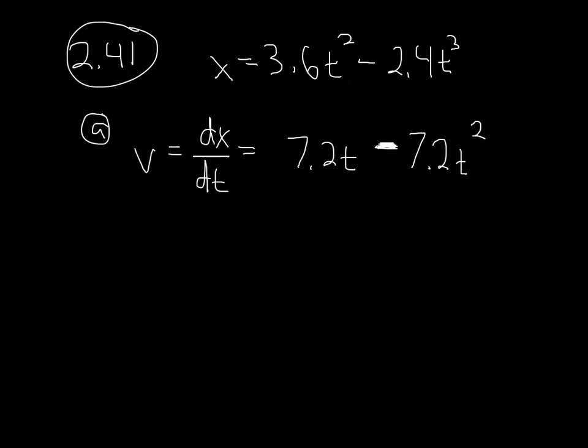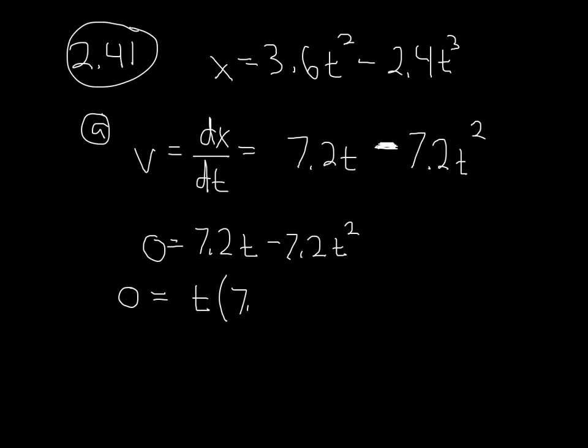How do I find when the velocity is 0? Plug in a big fat 0. So 0 equals 7.2 t minus 7.2 t squared. How do I solve this? I suspect this is where the question comes. Take a t out? I can take a t out. 0 equals t times (7.2 minus 7.2 t).